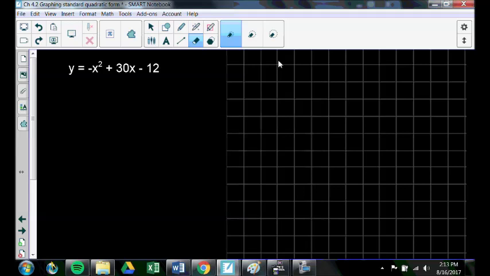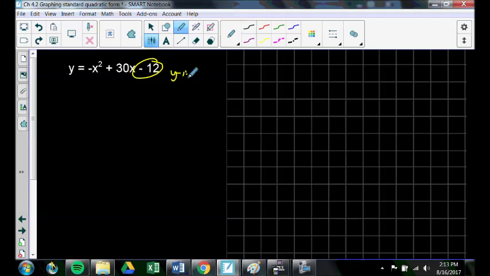Okay, now let's graph this one. We're going to find that graphing this one is going to be much more difficult to do by hand. I mean, the y-intercept is negative 12. But the AOS is going to be negative b over 2a, which is negative 30 over 2 times negative 1, because the a value is negative 1, which is 15. The AOS is the line x equals 15.